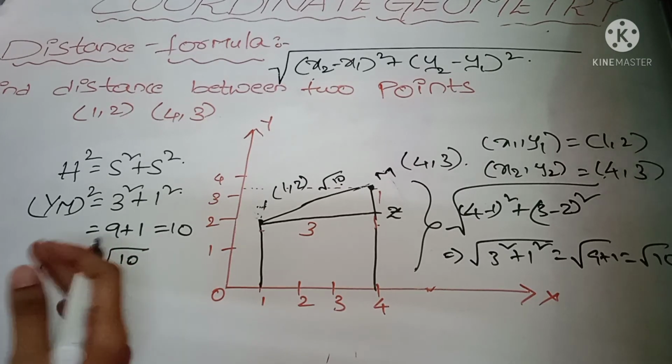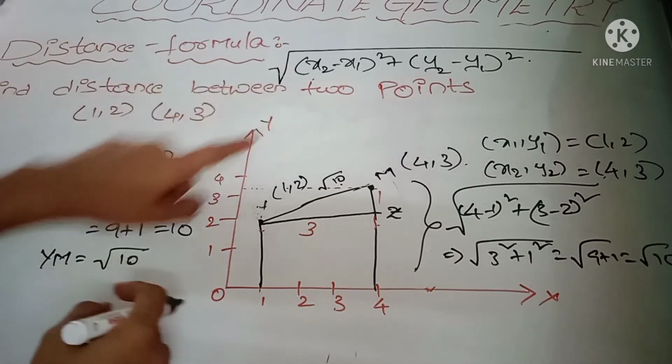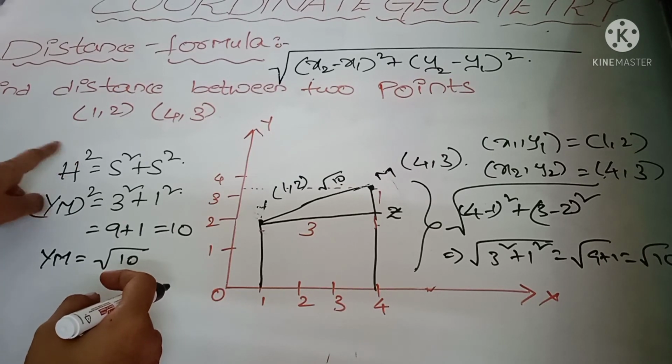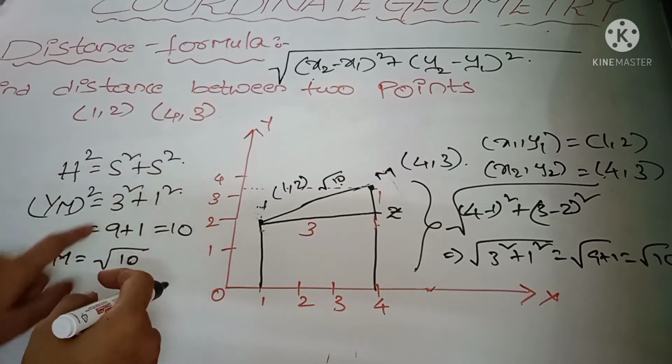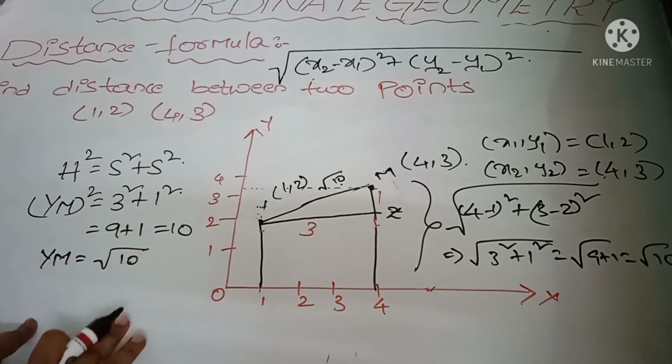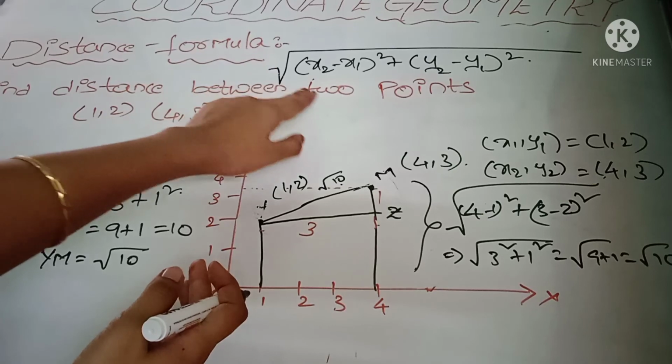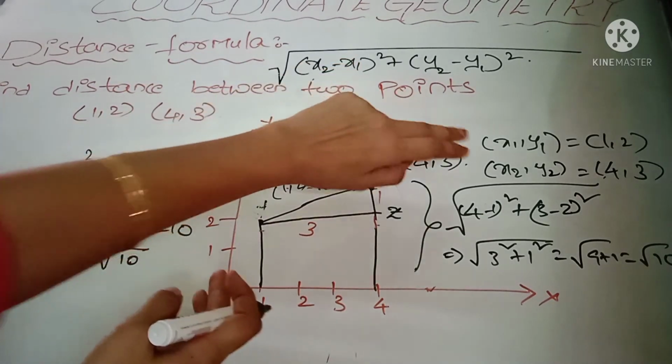So if it is difficult to remember this formula, then apply the Pythagoras theorem. Okay, Pythagoras theorem is h square is equal to side square plus side square. If we know the values of side square, it will be very easy, or else remember this formula. Okay, square root of x2 minus x1 whole square plus y2 minus y1 whole square.